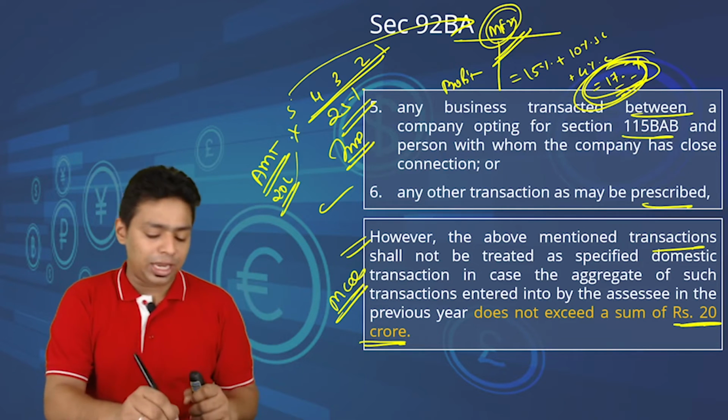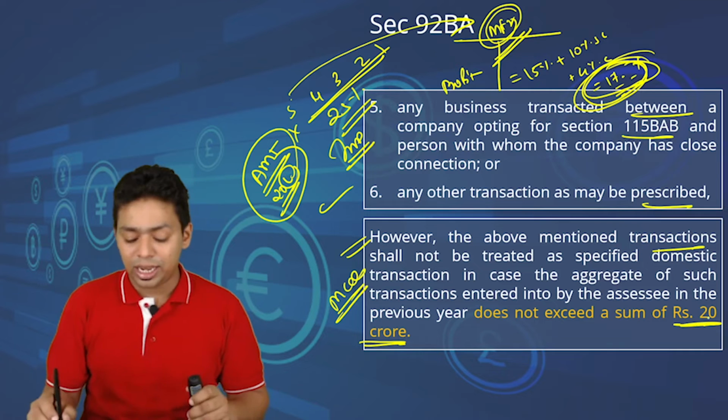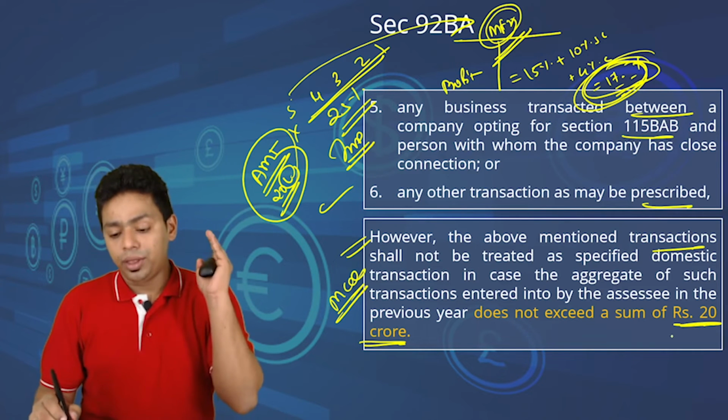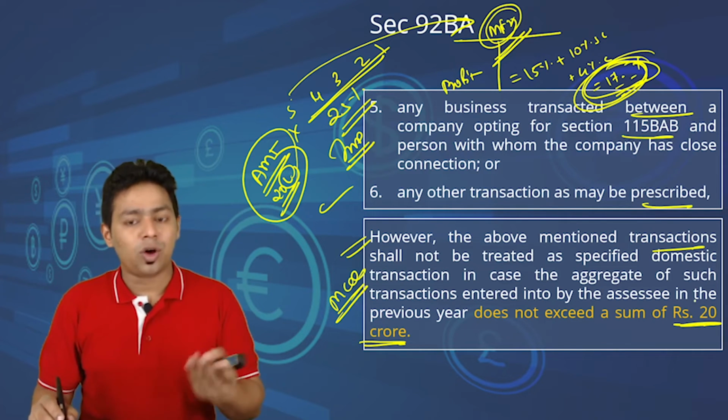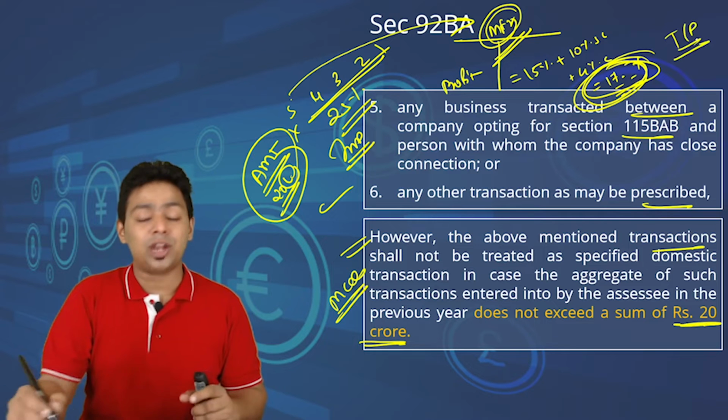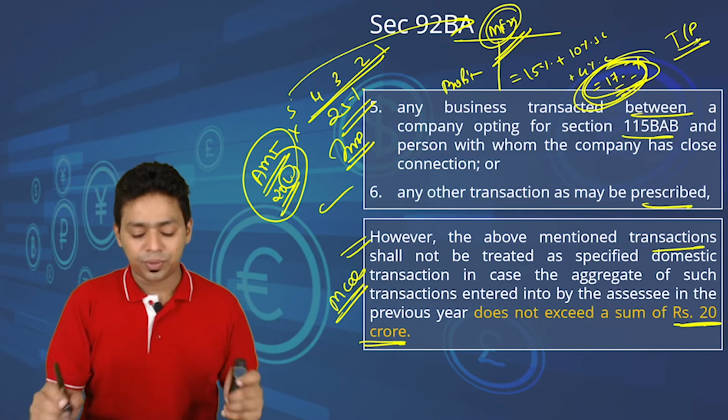If you remember AMT, alternative minimum tax, there we have a limit of 20 lakh. So don't get confused. In AMT the limit is 20 lakh. Here the limit is 20 crore. Here the talk is in crores. Obviously we are talking about transfer pricing. We cannot talk in lakhs. It has to be in crores.